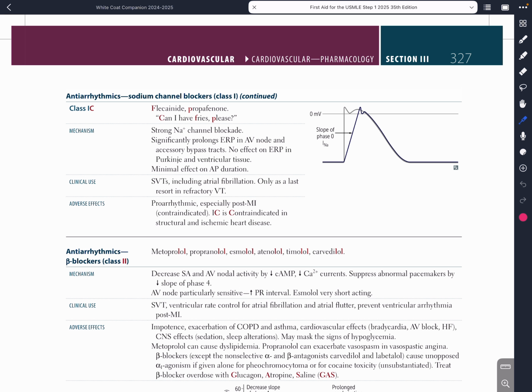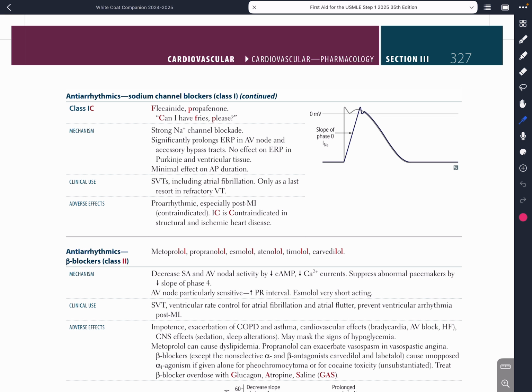Mechanism is it strongly blocks sodium channel. Strong sodium channel blockade, class 1C. And significantly prolongs ERP in AV node and accessory bypass pathway tracts.